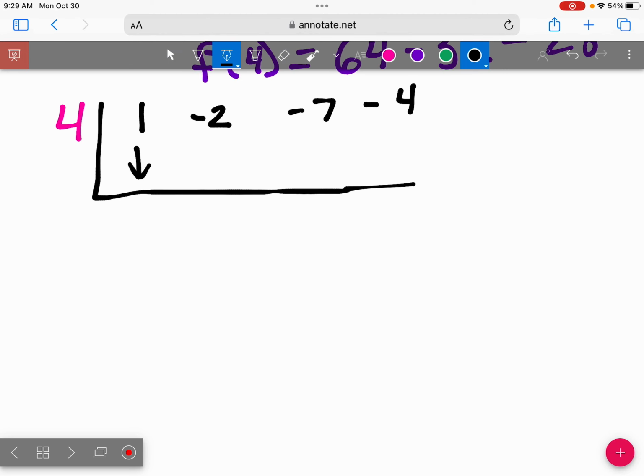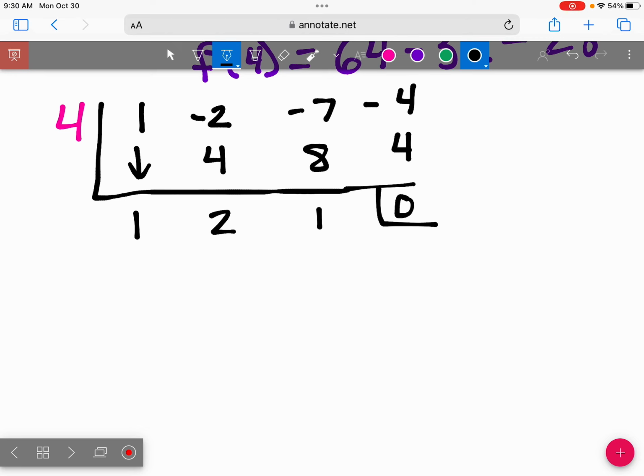First term always drops. What's going to go here? 4. 1 times 4. Then we add. Negative 2 plus 4 is 2. 8 goes in the next spot. And we add together, get 1, 4, and our remainder is 0.